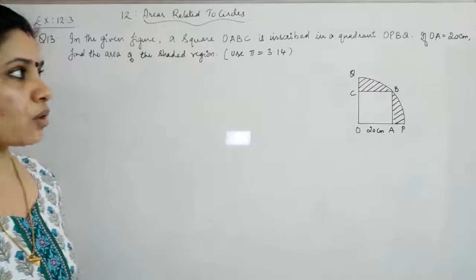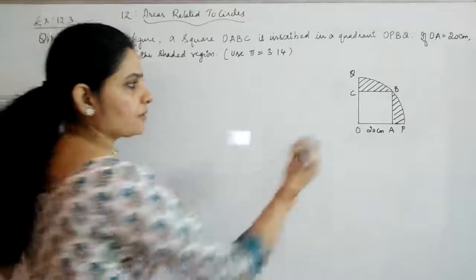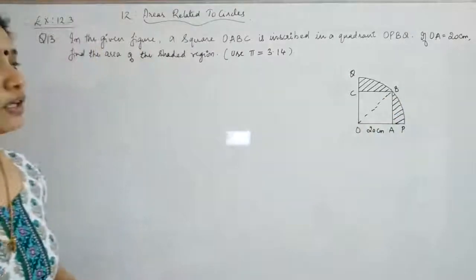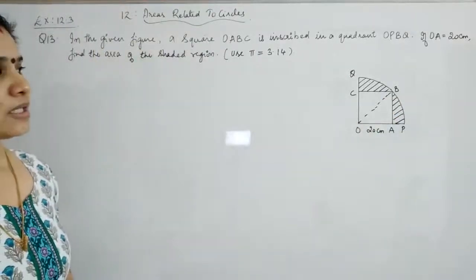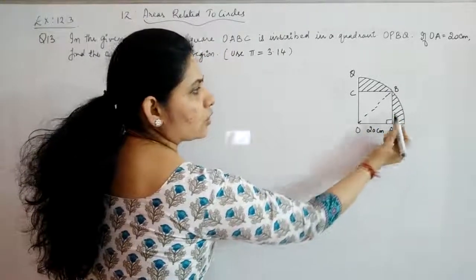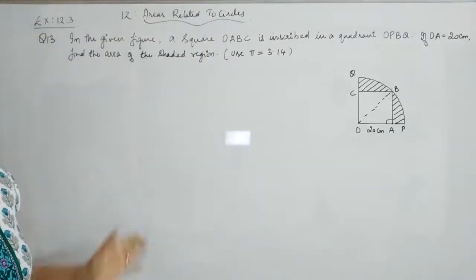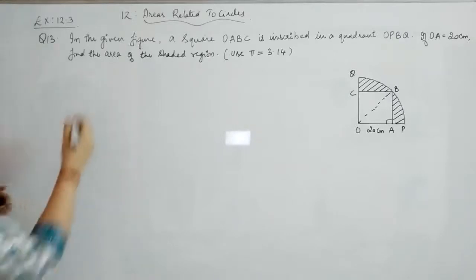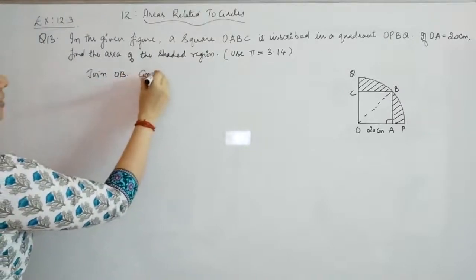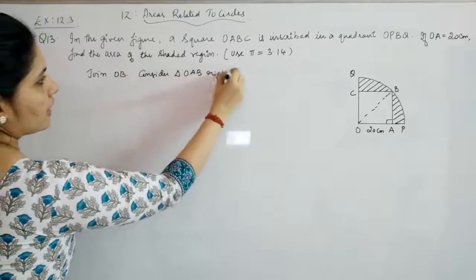And in order to find out the area of the quadrant, we need the radius of the quadrant. For that, we will just join OB. And this OB will be acting as the radius of the quadrant as well as the diagonal of the square. So from this right triangle, because it has 90 degree at A, we can consider OAB the right triangle and find out the length of OB, which will be acting as the radius of the quadrant also. So join OB and then consider triangle OAB, which is right angled at A.